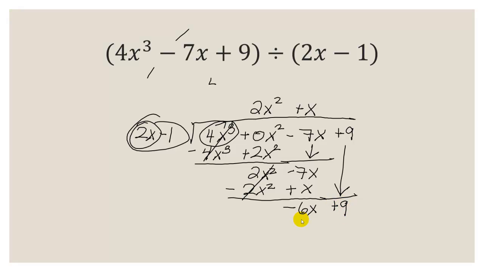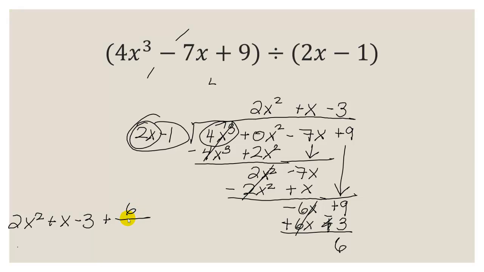Okay, so 2x times what gives you negative 6x? The answer is negative 3. Negative 3 times 2x gives you negative 6x. And negative 3 times negative 1 gives you plus 3. Again, we're subtracting the lines, so all the signs need to change. The 6x's cancel out, and you're left with 6 as the remainder. So that's our final answer. Let me write it over here. So our final answer is going to be 2x squared plus x minus 3 plus a remainder of 6, which we have to put over the divisor.